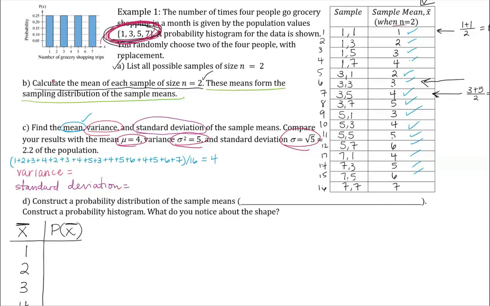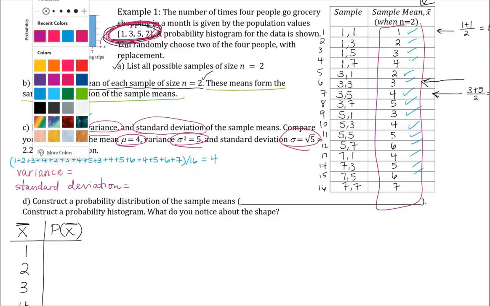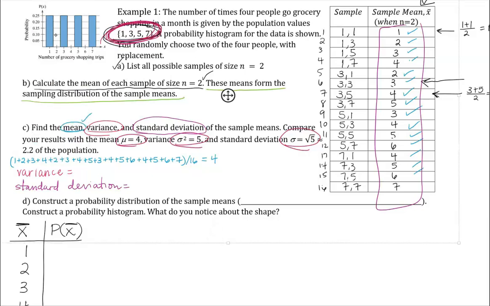It might be easier for you to just take all this data right here and put it in Excel and run the summary statistics on that data, just like you did in that first project with the data that you picked, and you calculated the mean and the variance and the standard deviation and the range and the quartiles and so on. That's the same thing that we're doing here. You should get that your variance for those sample means is 2.5.